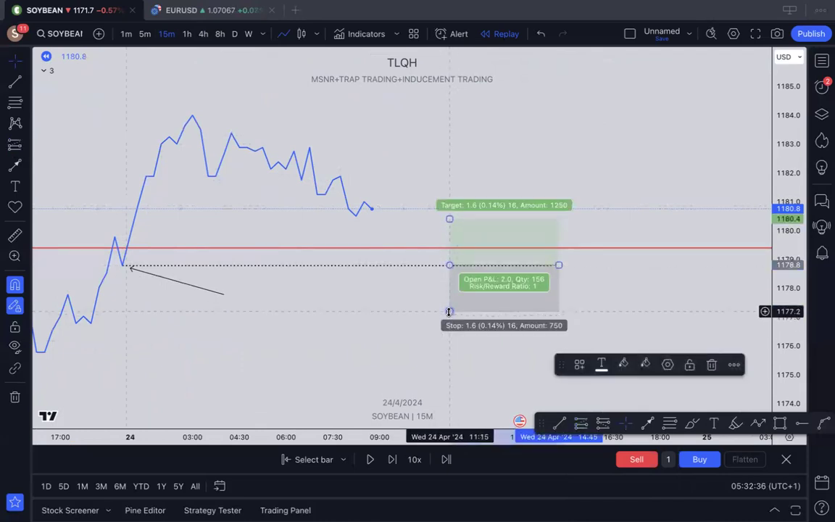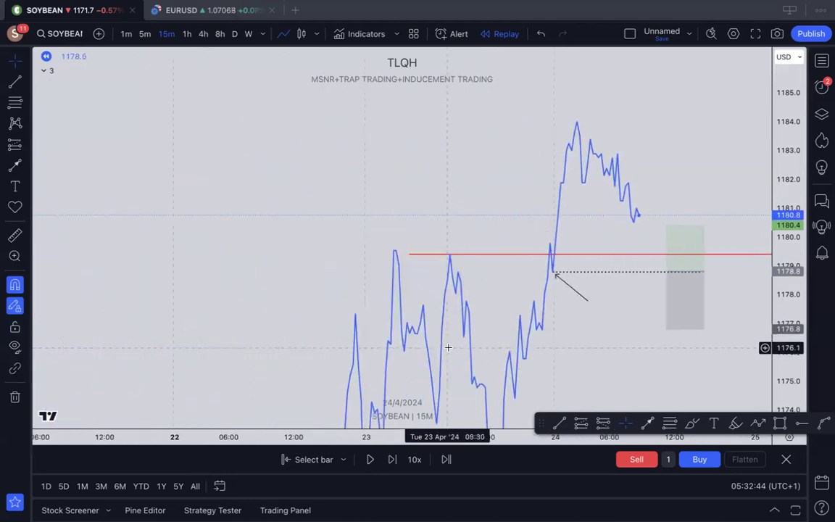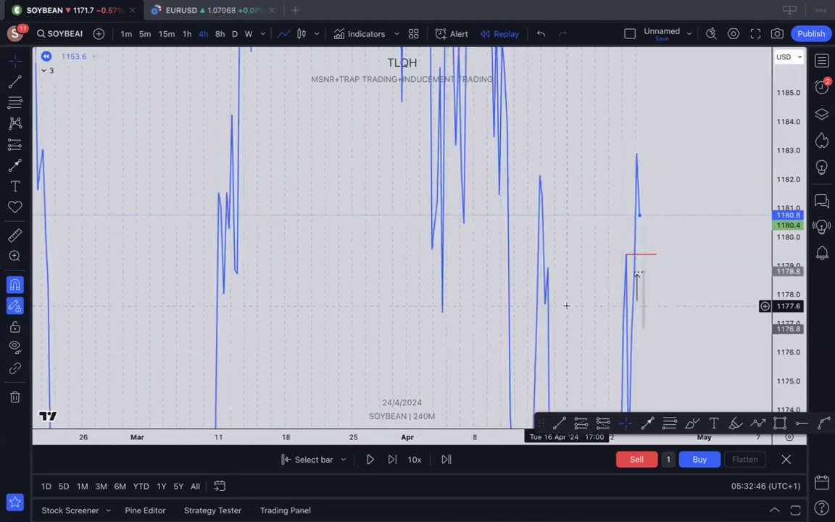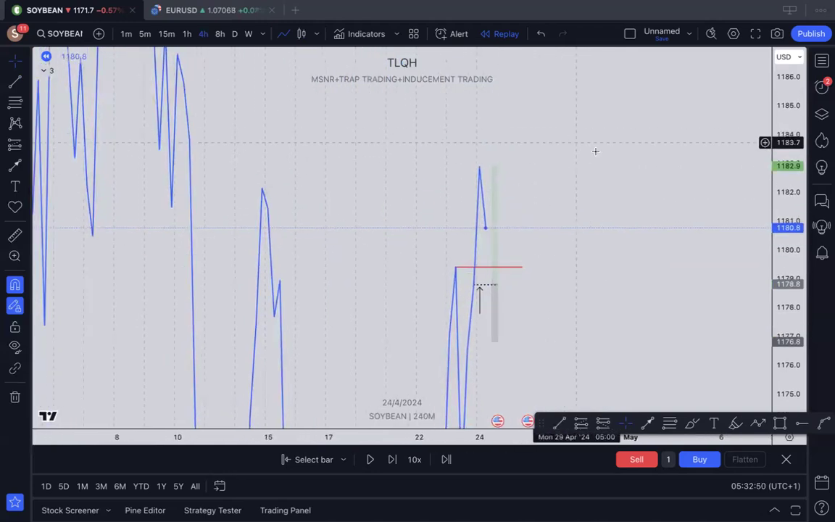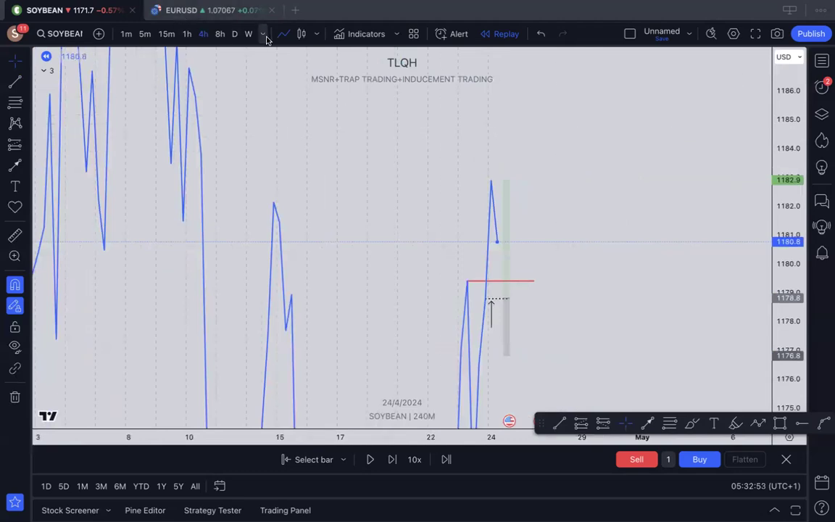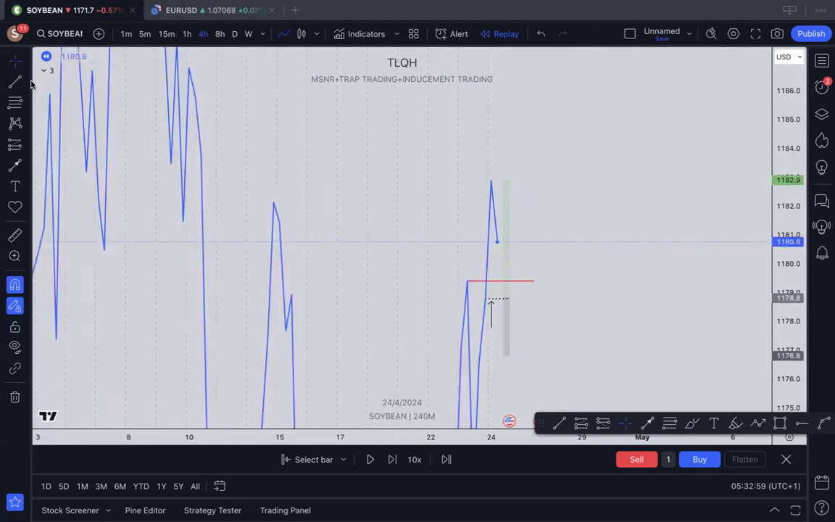Now on soybean futures, I've noticed that if we have a 20 pip stop loss or a 2 pip stop, then that works perfectly fine. And yet again, we'll be targeting the next H4 MSNR, which would be this one here, which would give you a 2R trade, which isn't the best. However, if we look here, we could look to target higher as well, which would be here.